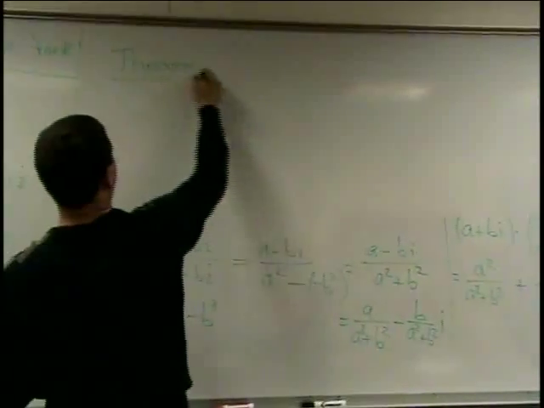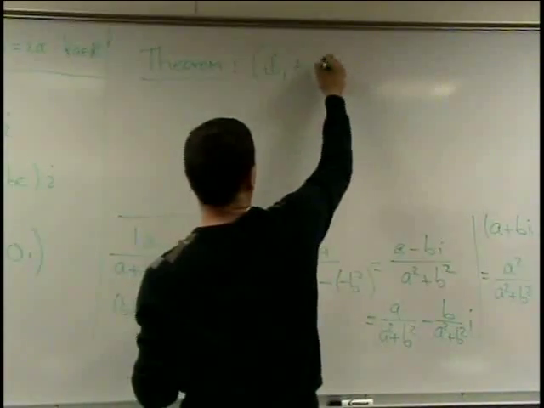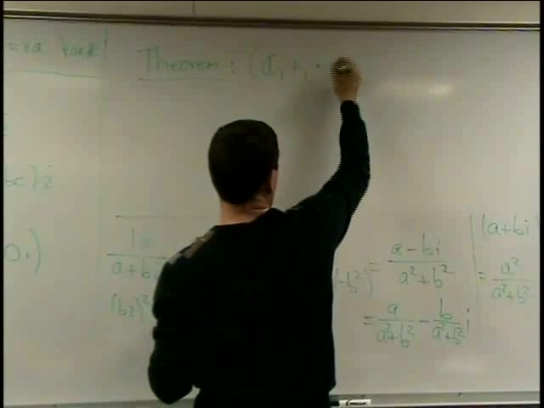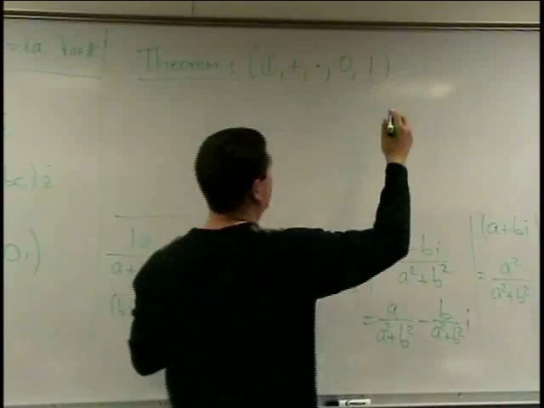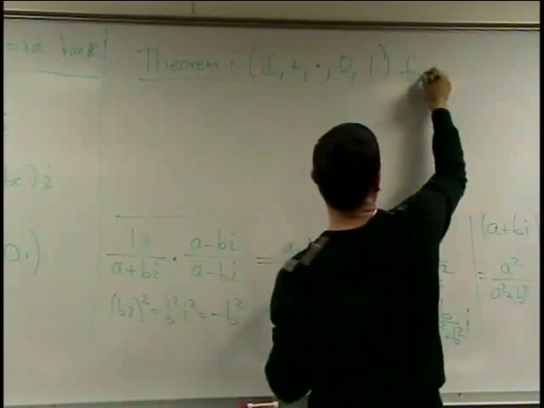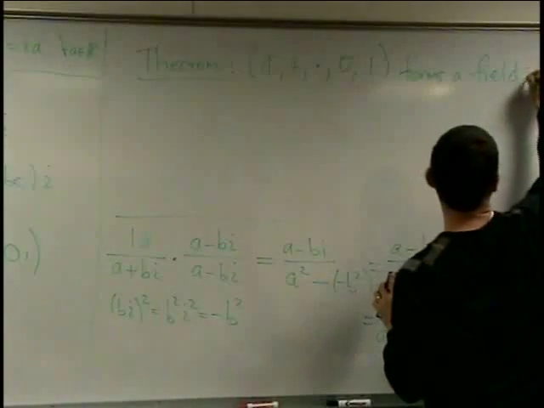Theorem. The complex numbers with addition and multiplication, with the additive identity being 0 and the multiplicative identity being 1, forms a field.